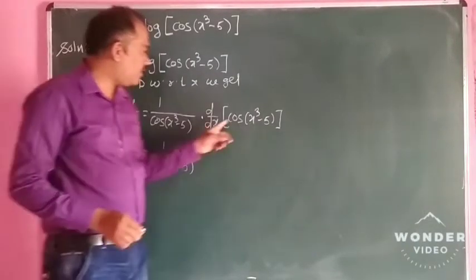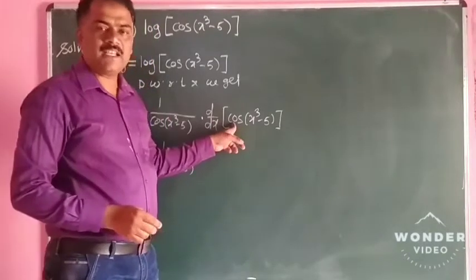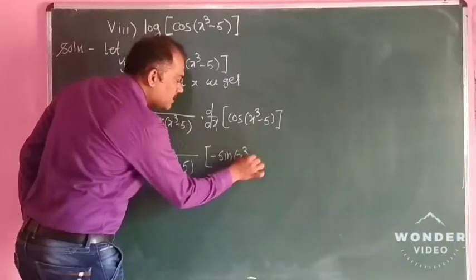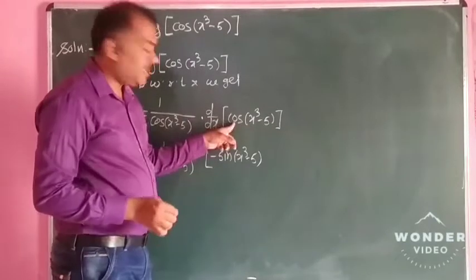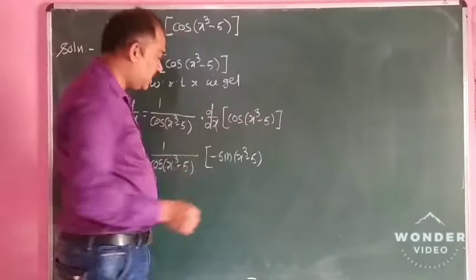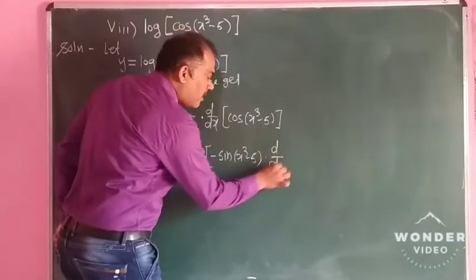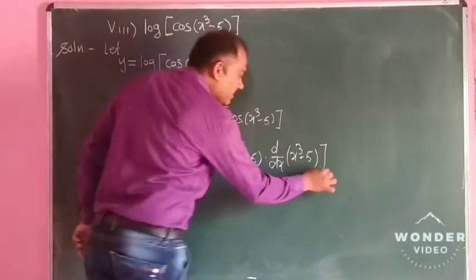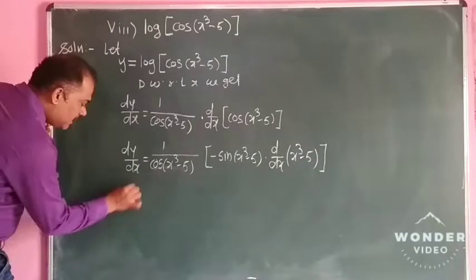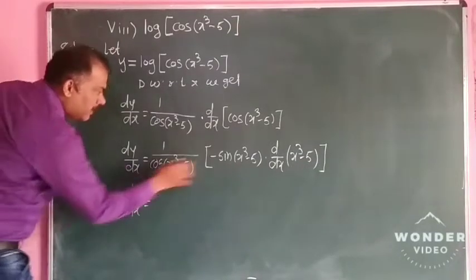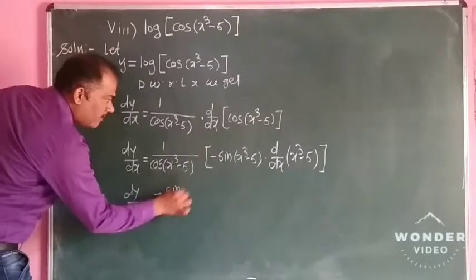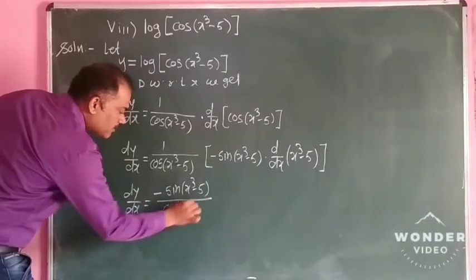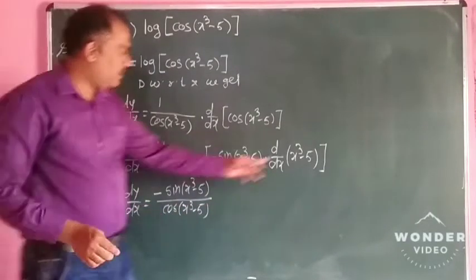Now what is the derivative of cos? The derivative of cos x is minus sin x, so we can write minus sin of x cube minus 5. We have taken the derivative of cos. Next we have to take the derivative of x cube minus 5, that is into d/dx of x cube minus 5. This bracket is closed here. Now this can be written as dy by dx. Here multiplication is there, so we can write minus sin of x cube minus 5 divided by cos of x cube minus 5. Now what is the derivative of x cube minus 5?